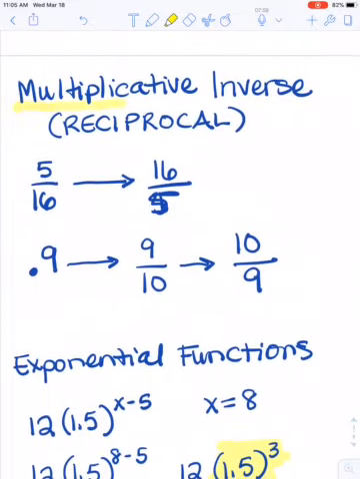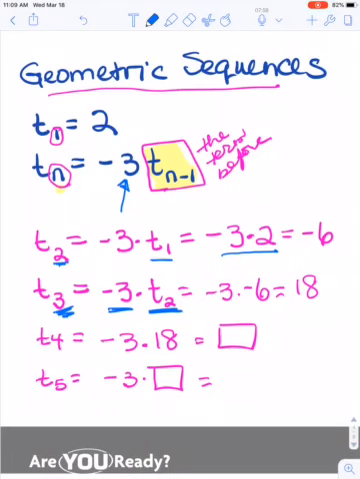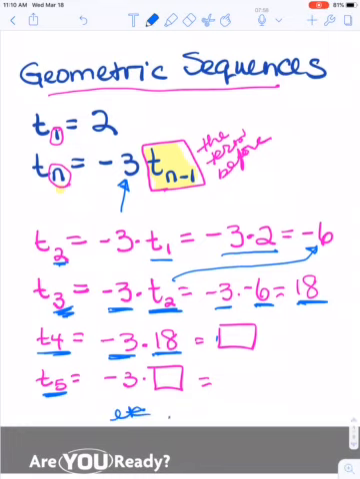So to get the third term, we're still taking negative 3 from the rule, and now we want the second term. Well, what was our second term? It was that negative 6 that we just got. So negative 3 times negative 6 gives you 18. And then if I want to get the fourth term, I take negative 3 from the rule times the third term, which was 18, and it gives me an answer. If I want to get the fifth term, I take negative 3 times that answer, etc., etc., etc. Okay?